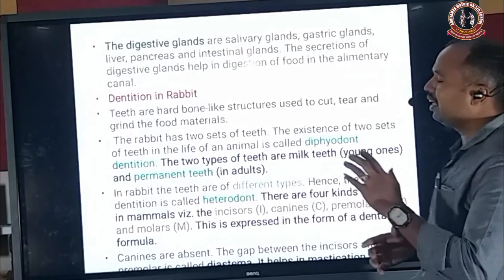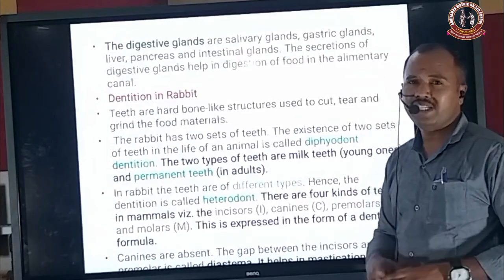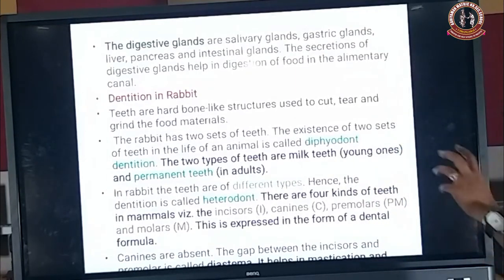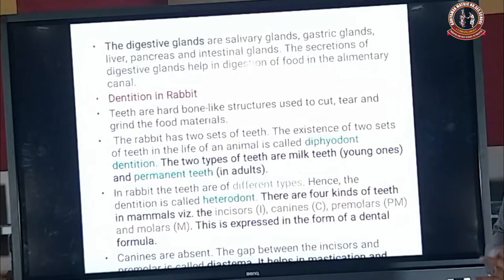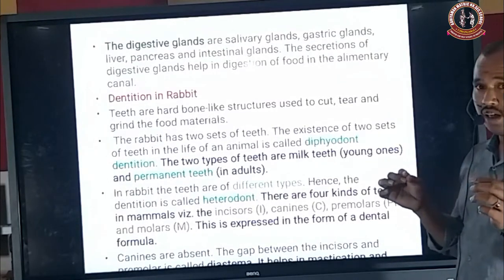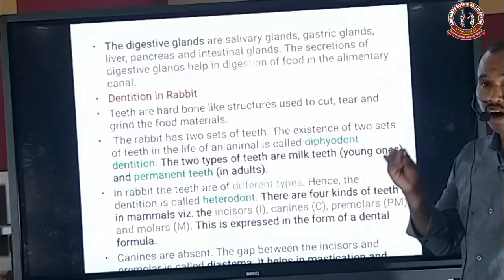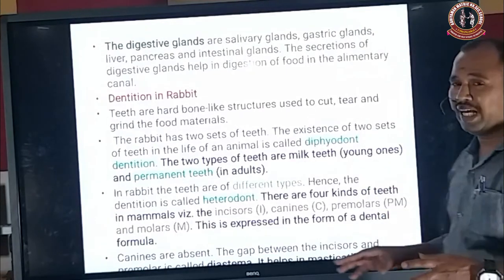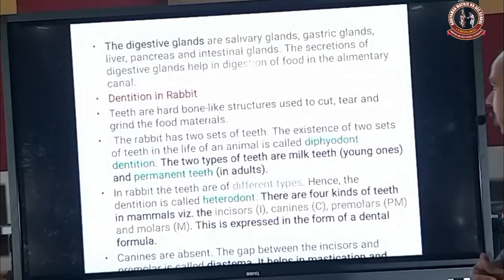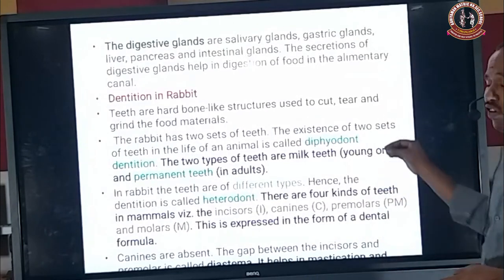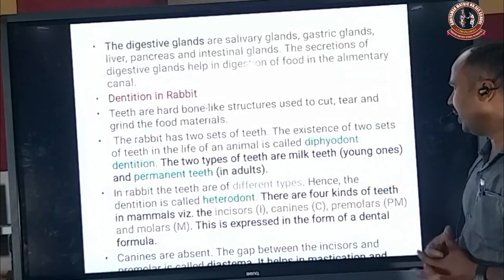Dentition in rabbit. What is meant by dentition? The teeth arrangement is called dentition. The teeth are a very important structure, used for feeding, grinding and cutting of food, and they are very hard structures. The rabbit has two sets of teeth, so they are classified under diphyodont dentition. What is meant by diphyodont dentition?